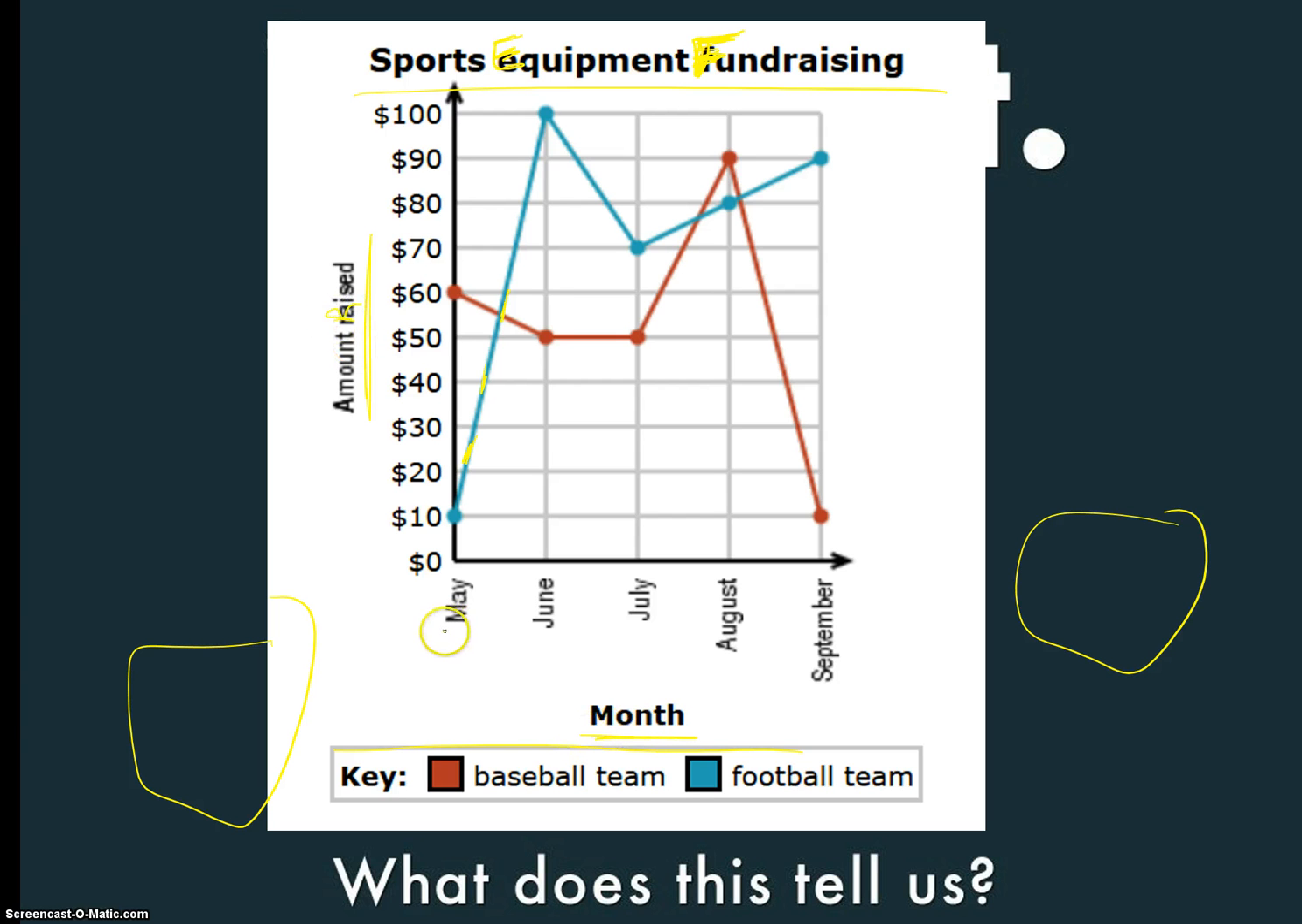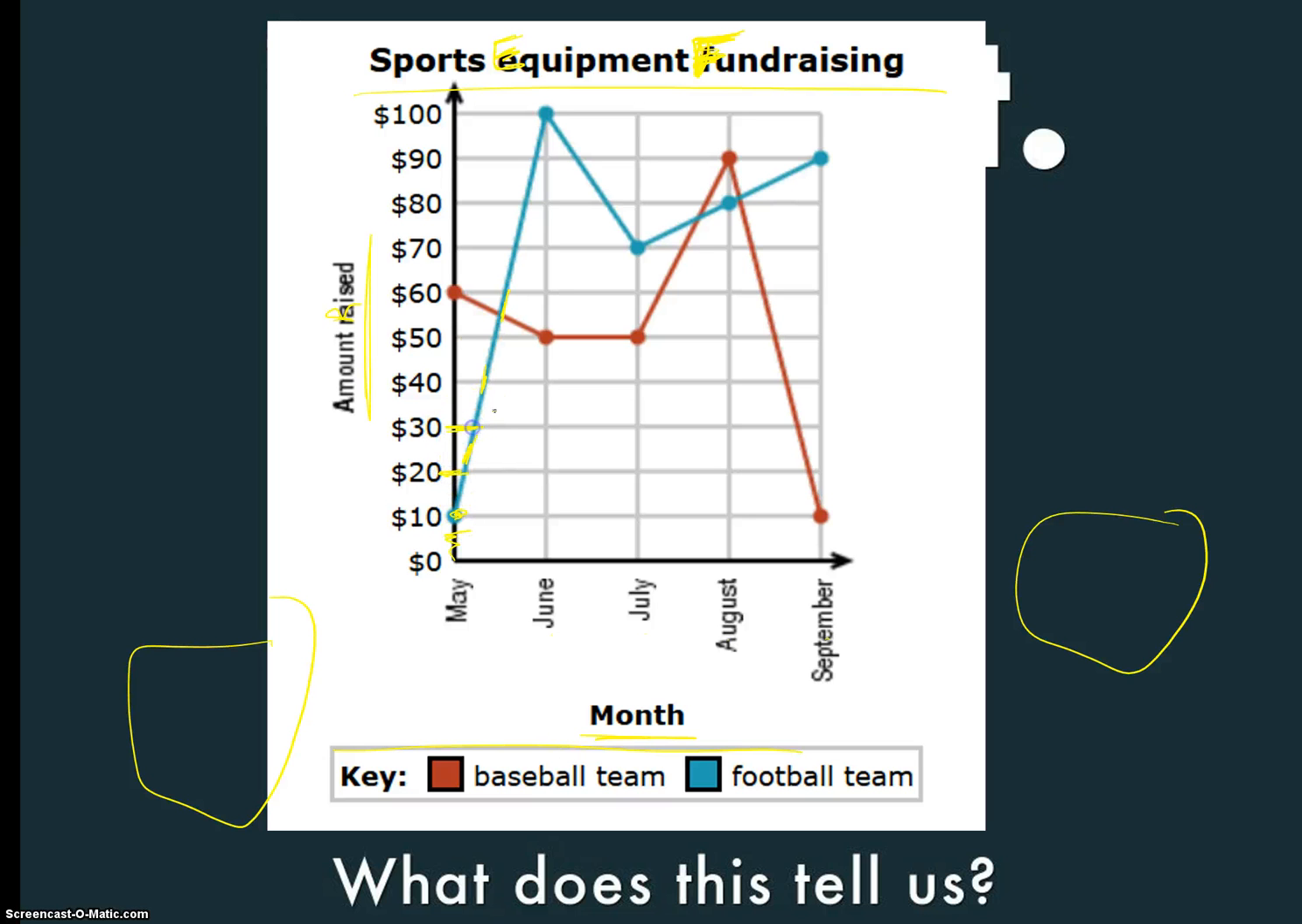Month. So this one started with May, June, July, August, September. These only have 5 months. So if you were finding the mean of this data set, you divide by 5. Again, you can have a break, but since the lowest number here is $10, you probably will not see a break because it's very easy to go count by increments of 10.